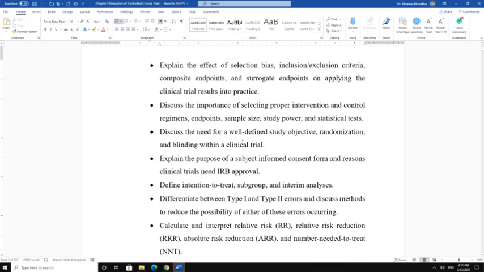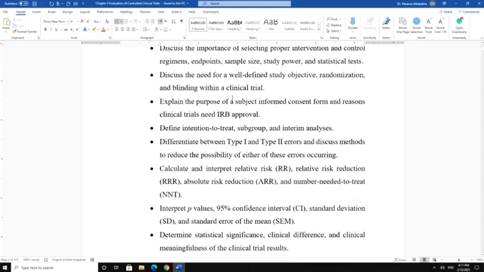You need to discuss also the need to well define the objective and how randomization is done and whether there is blinding in the clinical trial. You need to explain the purpose of what we call subject-informed consent. So anything that you do with humans, okay, any research, for example, whether it's interview, questionnaire, or in our case, in this topic, we are trying a drug maybe with a control. We need to obtain consent from the recruited subjects. Those who we want to try these drugs on, we need them to agree. We need to tell them about their rights and responsibilities.